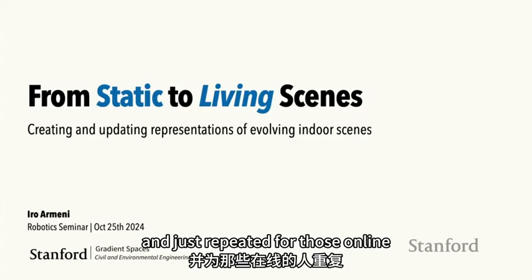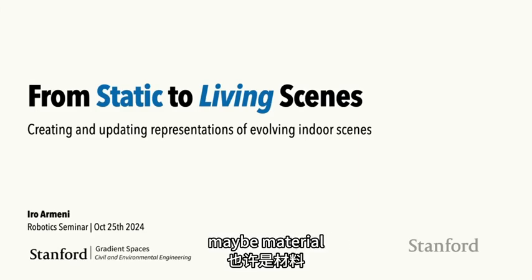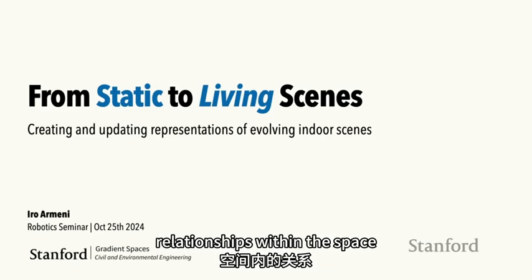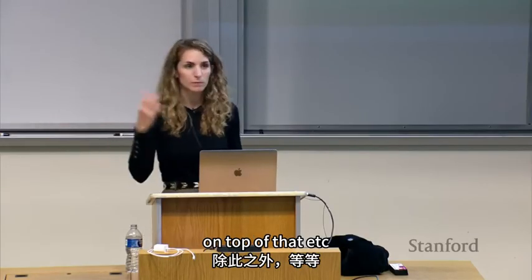And just to repeat it for those online, essentially object instances, attributes such as size, maybe material, and of course relationships that are relative relationships within the space, such as this is in front of that, to the left of that, on top of that, etc.